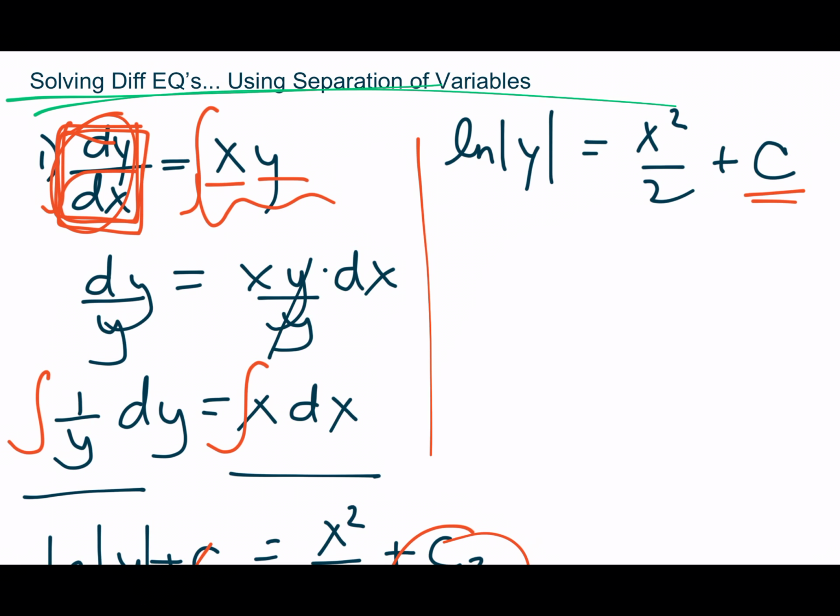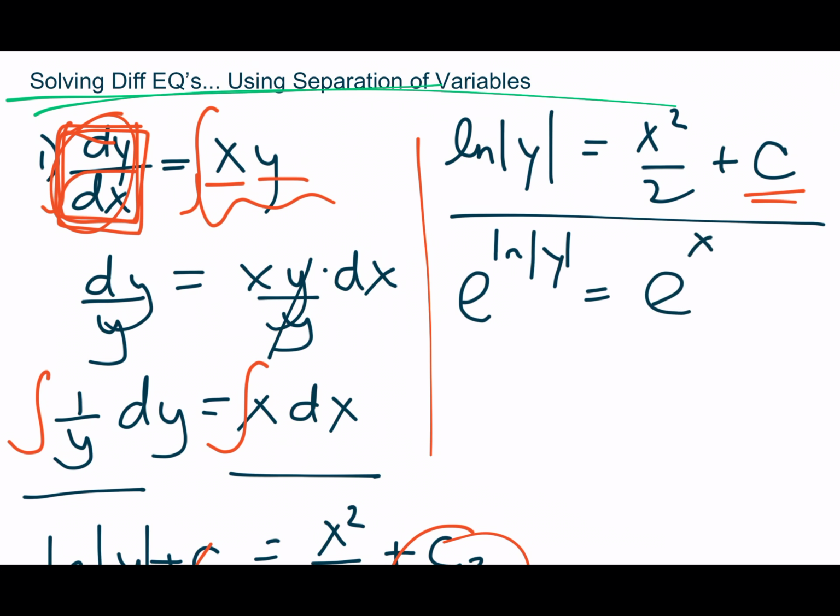I didn't say, but I want to find a general solution to this, meaning solve for y here. So in order to solve for y at this point, to get rid of natural log, I need to exponentiate both sides. So I'm going to e both sides. I have e to the natural log of absolute value of y is equal to e to the x squared over 2 plus c. You e both sides. You don't e pieces, you e sides. So that's why it's e to the natural log y and e to the x squared over 2 plus c.